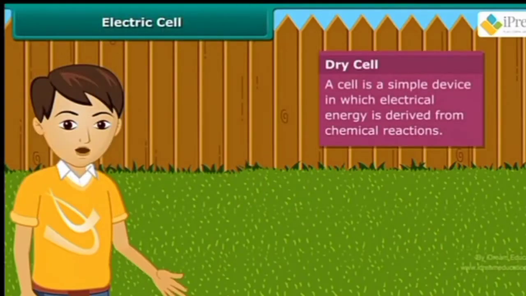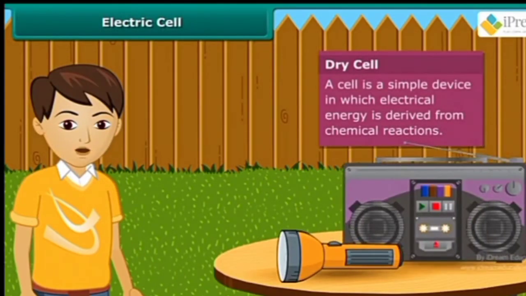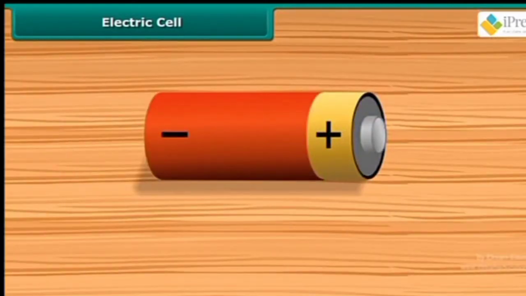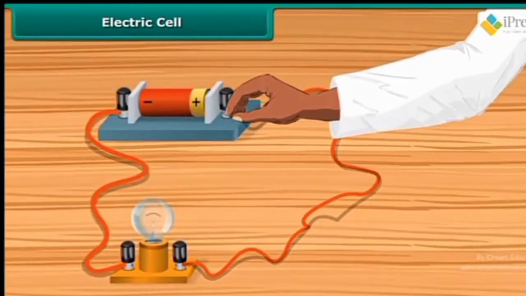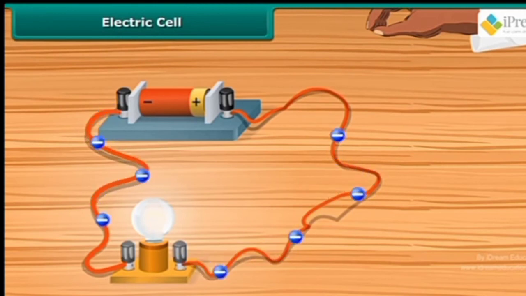A bi-cell battery used in a torch or transistor radio is a source of electric current. Every battery has two terminals marked plus and minus. When a metallic wire connects these two terminals, the electrons resulting from chemical reaction start flowing through the wire, constituting an electric current. These electrons flow from the negative to the positive terminal. Thus, a cell is a simple device in which chemical energy is changed into electric energy.